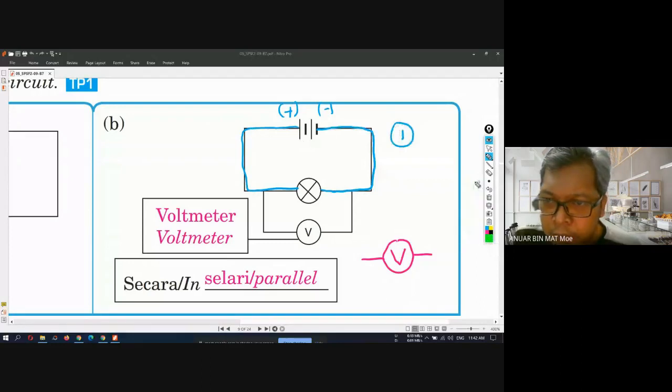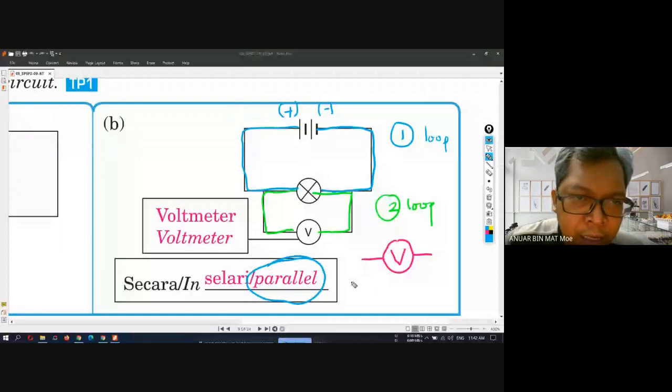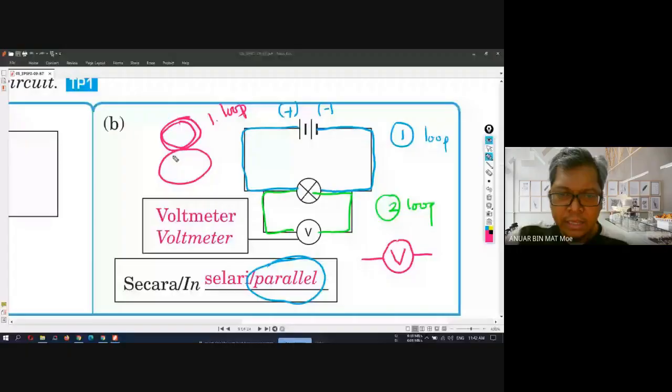So we call it parallel. It is just like the number 8. You have one loop over here, and then another one here, the second loop. This is a parallel circuit.